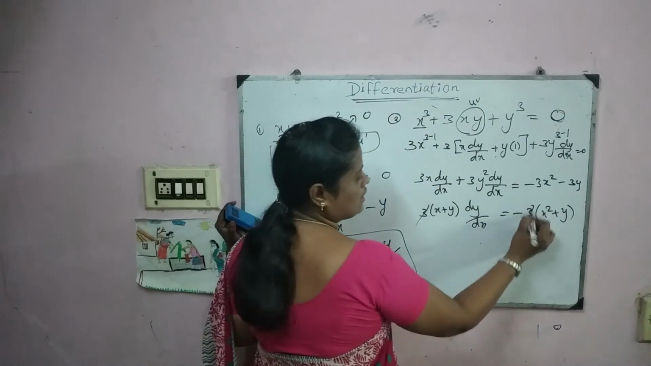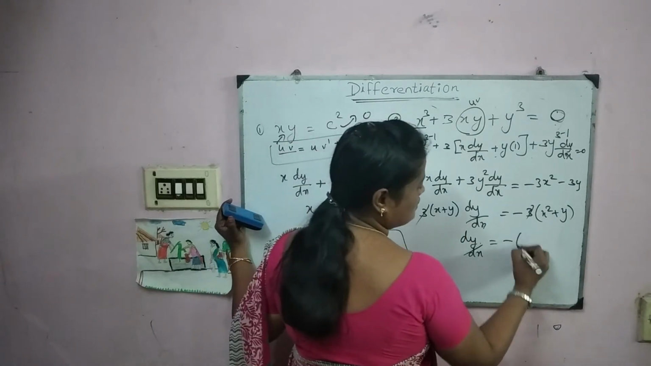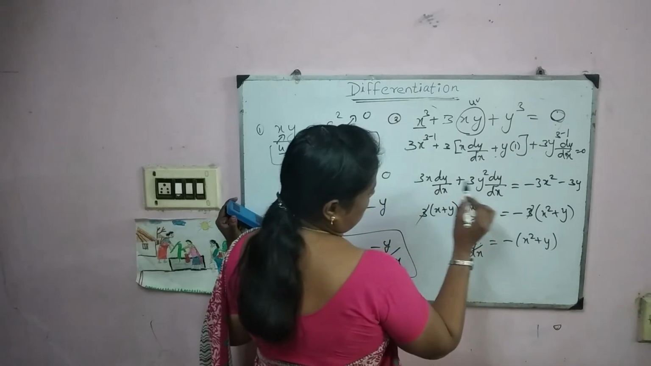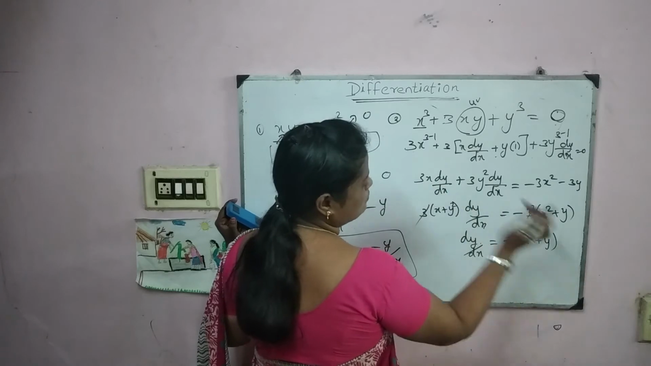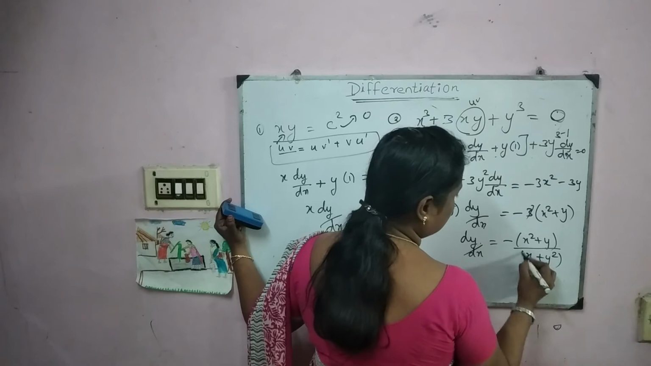So 3 gets cancelled. The value of dy by dx is equal to minus (x square plus y) divided by this, which is y square, right? That is, (3x plus y square) divided by (x plus y square). So this is our solution.